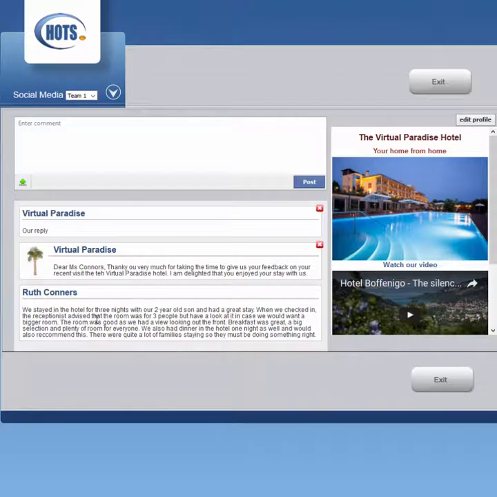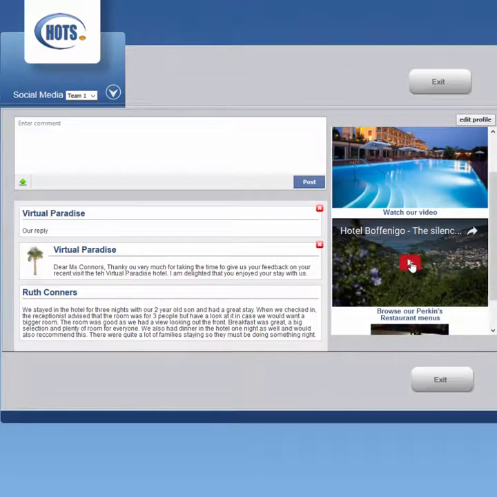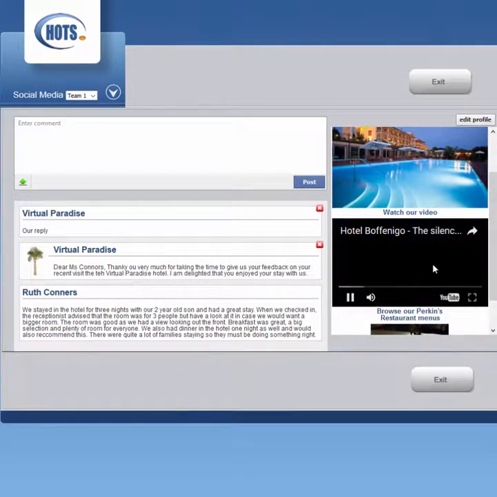So the team has already replied here. This was a guest who had a very good stay and was complimenting, so the team have replied to say, "Dear Miss Connors, thank you very much for taking the time to give us your feedback." That left-hand side of the screen is rather like Twitter, so it's posts that guests can, that the hotel can reply to. The right hand side here is more like Facebook. So this team, the Virtual Paradise Hotel, has put some pictures and linked to a video. So this is one that I just took from the internet.